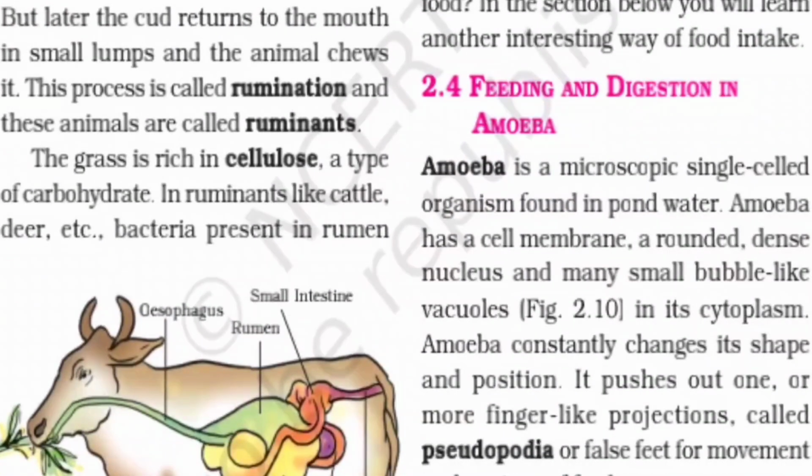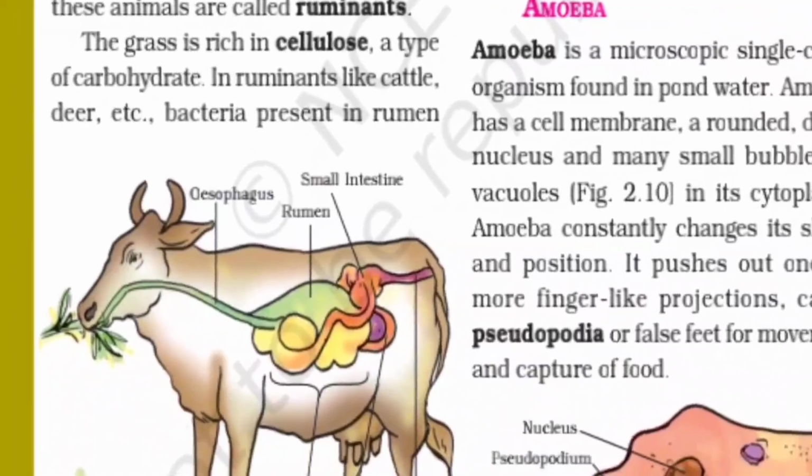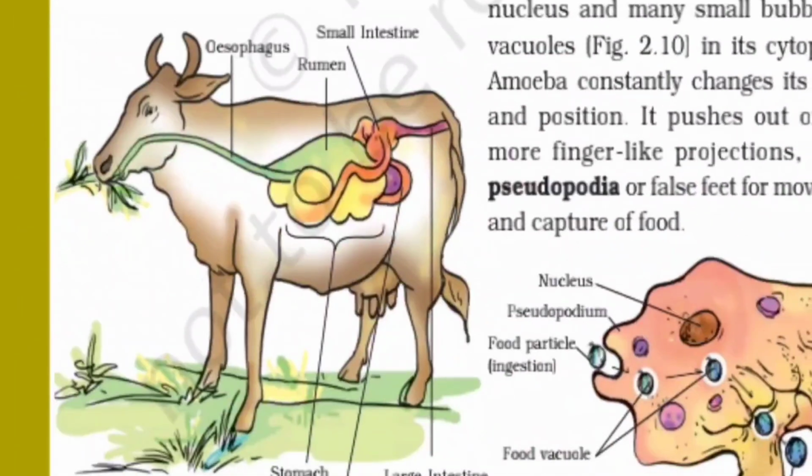Amoeba is a microscopic single-celled organism found in pond water. Amoeba has a cell membrane, a rounded, dense nucleus, and many small bubble-like vacuoles in its cytoplasm. Amoeba constantly changes its shape and position. It puts out one or more finger-like projections called pseudopodia, or false feet, for movement and capture of food.